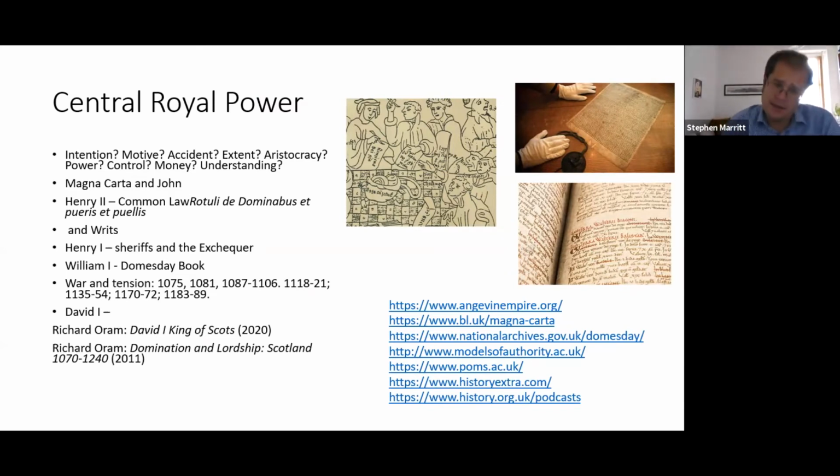Henry II famously is supposed to have invented the common law. John in Magna Carta is supposed to have been rolled back from the overbearing power of the king. Historians over the past 20 years have started to look again at the nature of this power. People began to question whether somebody like Henry II could have thought, I think the common law is a brilliant idea, let's invent it.